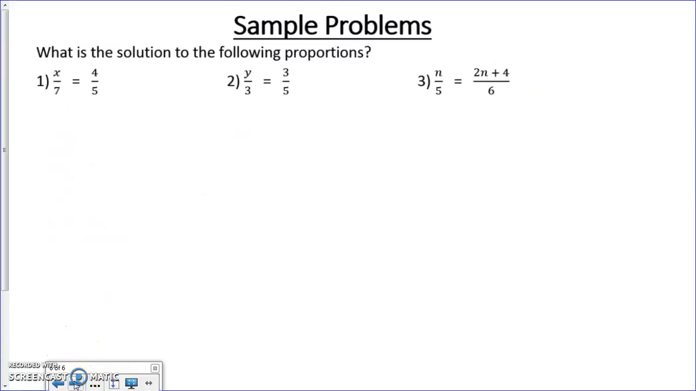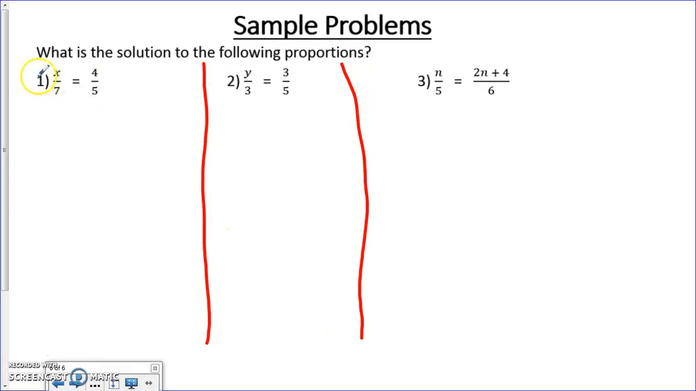Now let's do some by ourselves, all right? So we have number 1, x over 7 equals 4 over 5. I'm going to do number 1. Your job is to do number 2, and I'll show you how to do number 3.